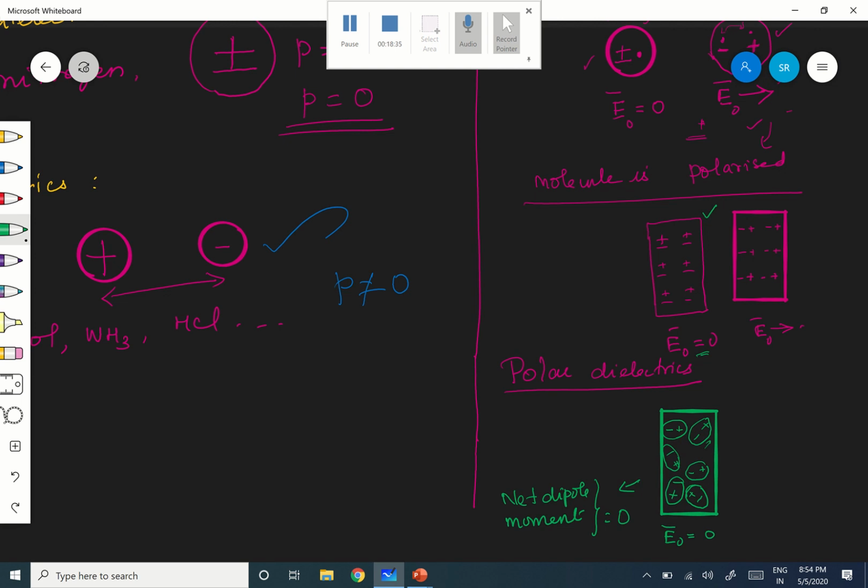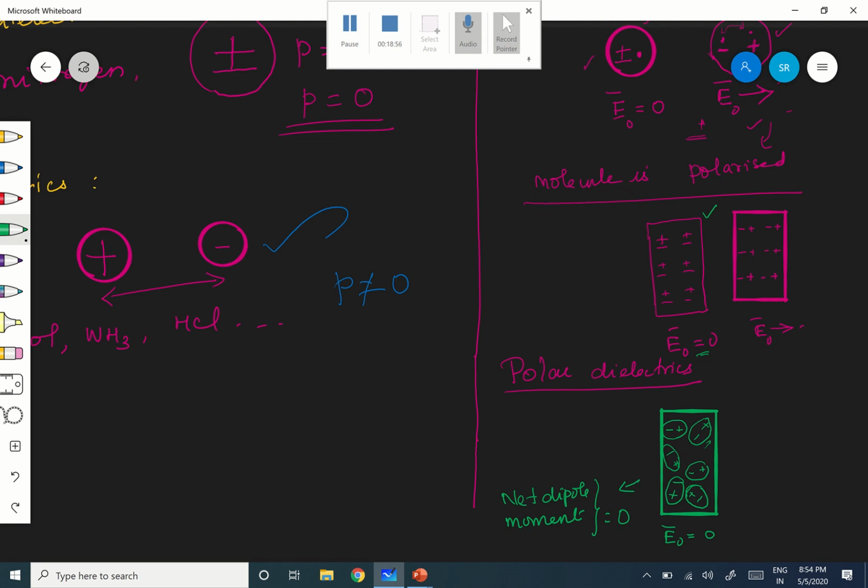Because of thermal agitation. They absorb thermal energy from the surroundings, and because of that the randomness will increase. As the outside temperature increases, the randomness will also increase. Are you following? That is why the net dipole moment is equal to 0.